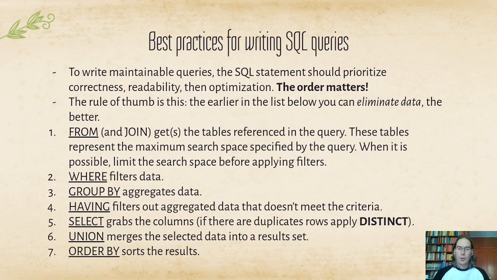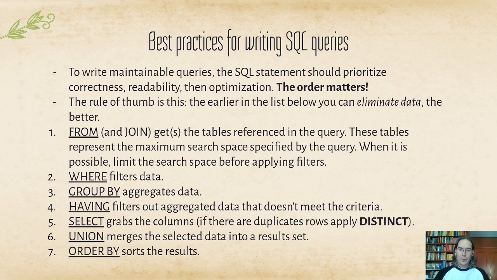Many developers work heavily with ORM solutions, forgetting the best practices for writing SQL queries. To write maintainable queries, the SQL statement should prioritize correctness, readability, and then optimization. The order matters. The rule of thumb is this: the earlier in the list below you can eliminate data, the better. So we start with FROM and JOIN. Get the tables' reference in the query. These tables represent the maximum search space specified by the query. When it is possible, limit the search space before applying filters.